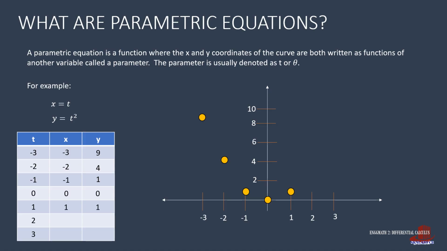Then when t is 1, x and y are also 1. At t of 2, x is 2, and y is 4. And if t is +3, x is 3, and y is 9. Connecting the dots in the Cartesian plane, we can identify the curve.